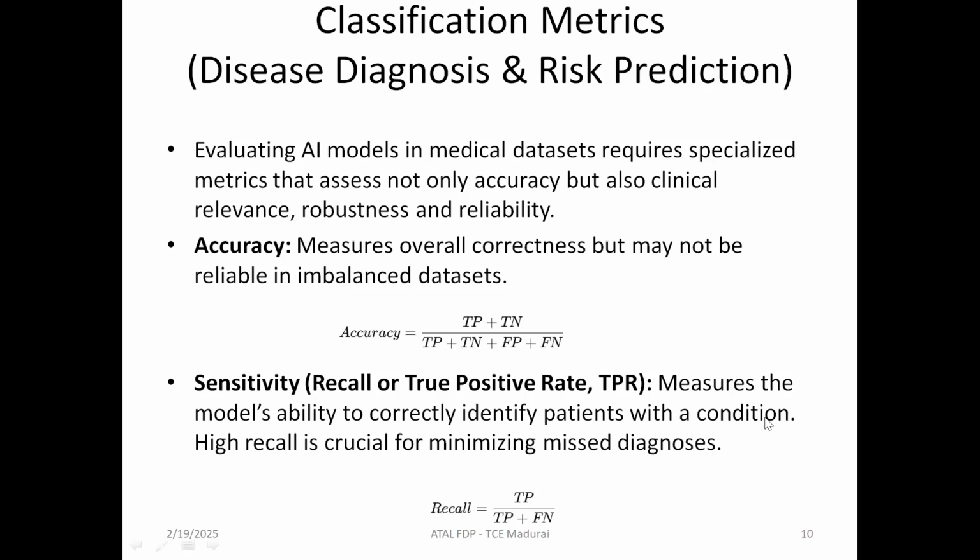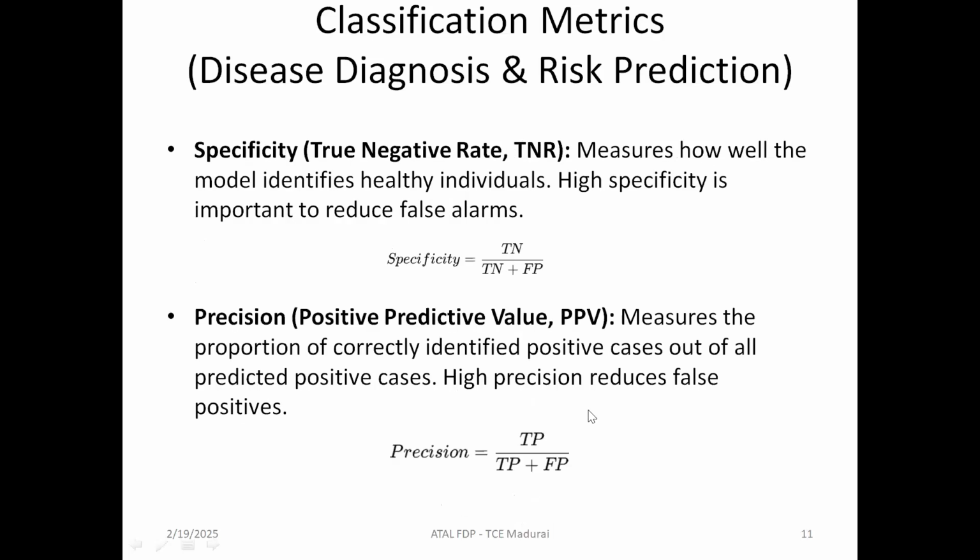Then sensitivity, that is recall or true positive rate. It measures the model's ability to correctly identify the patients with the condition. Basically, high recall is crucial for minimizing missed diagnosis. So carefully, we have to check the precision as well as the sensitivity as well as the specificity.